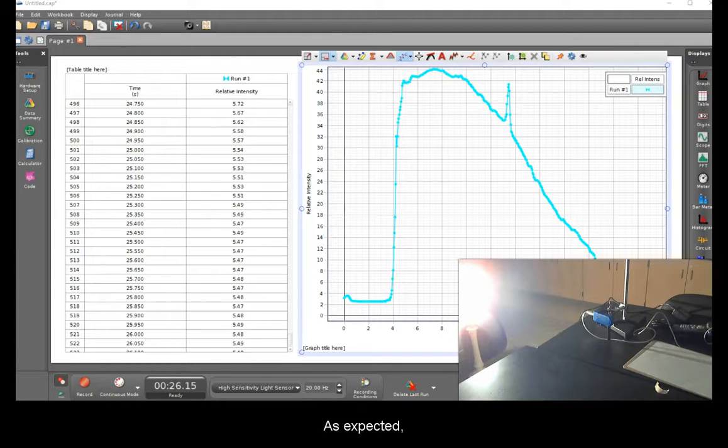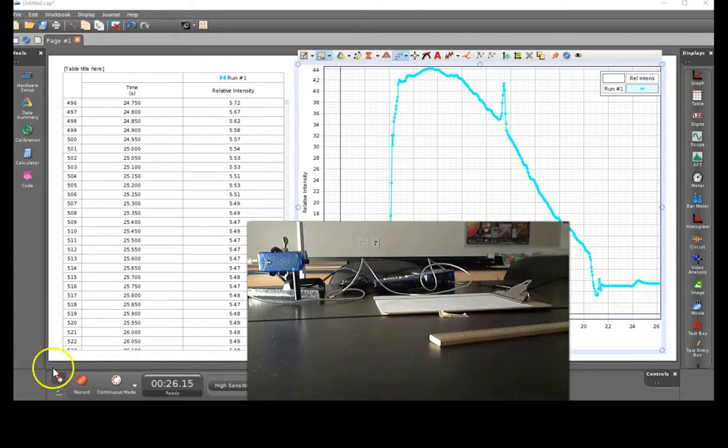As expected, the more I tilt the target away from the perpendicular to the incoming light, the lower the flux measured. Let's see this again, but now with more precision from the side.